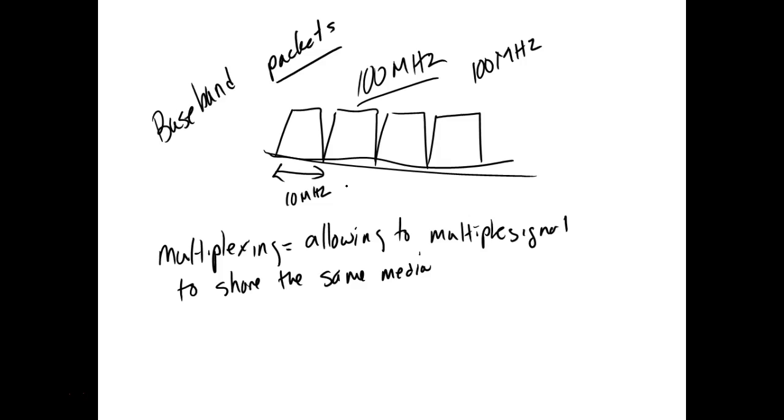So we have simplex. Simplex is information in one direction. That's what broadcast TV is. And then we have what we call half duplex. This is what CB radio and ham radios are. This is half duplex, which means we send it in two directions, but not at the same time. USB is half duplex, which means you can't transmit and receive at the same time.